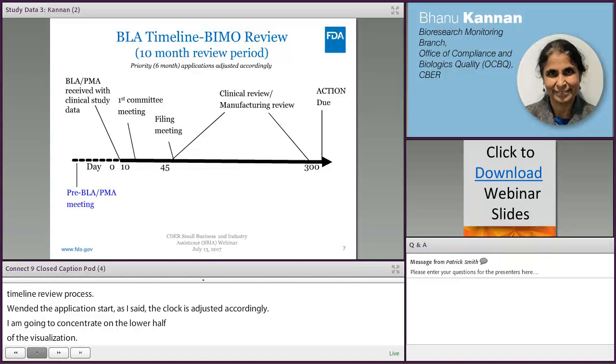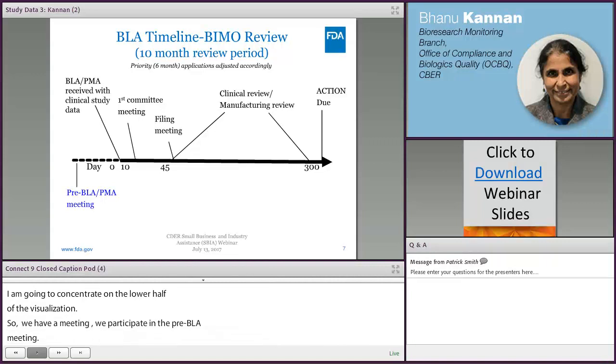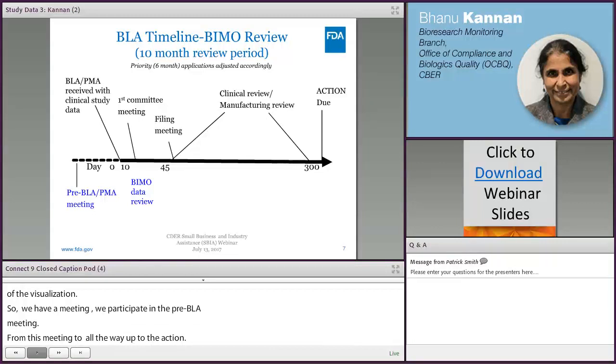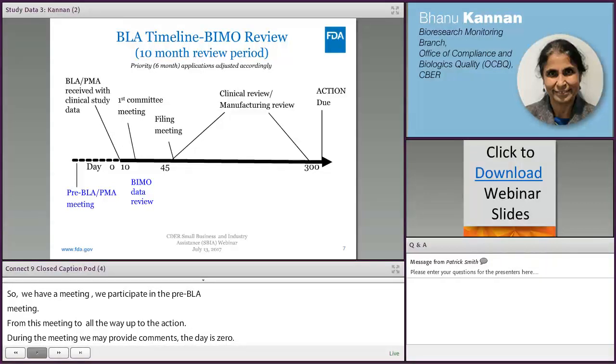So in CDER, we in Bioresearch Monitoring Branch participate during the entire review process, from the start at the pre-BLA meeting all the way up to just before the action due date. So during the pre-BLA meeting, we may provide comments. And next, the data comes in, day 0. And then within roughly the first month, at the first committee meeting, which is around 30 days, we review the data. So this is very critical.